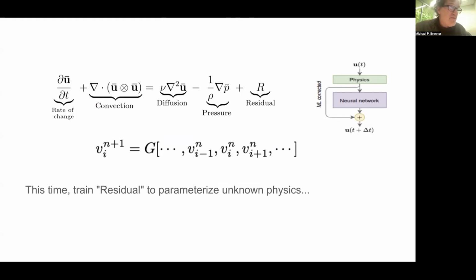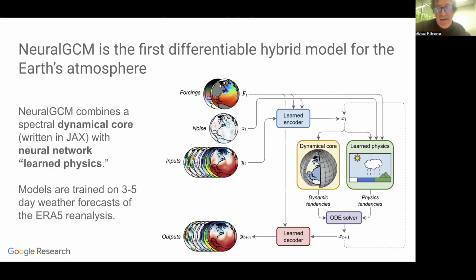Like, for example, in the atmosphere, the obvious one to pull out is radiation. We have a very good understanding of how radiation interacts with water vapor, so there's no reason to parameterize it. But we didn't even do that. We just trained the whole thing. And so this is the way that it basically works.